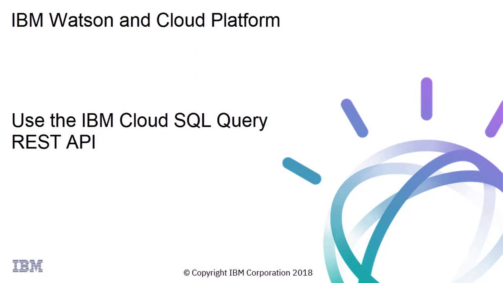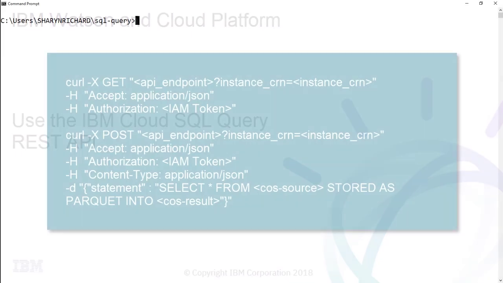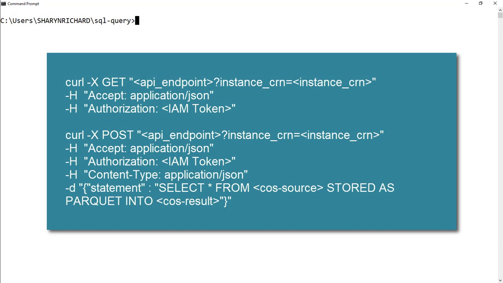This video shows you how to use the IBM Cloud SQL Query REST API. From the command line, you can use curl to get and post requests to the IBM Cloud SQL Query REST API. Since Cloud SQL Query uses IAM, or Identity and Access Management, you'll need to obtain the IAM token to pass in the authorization parameter.